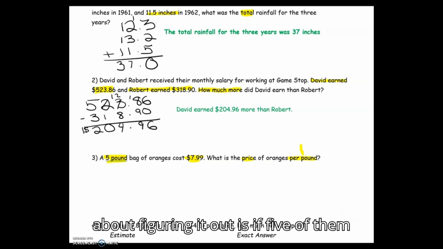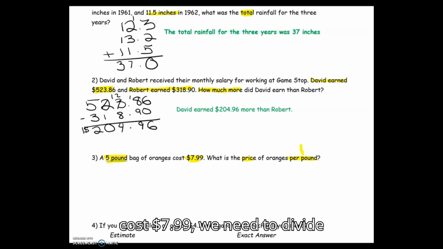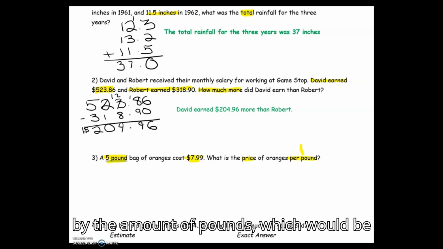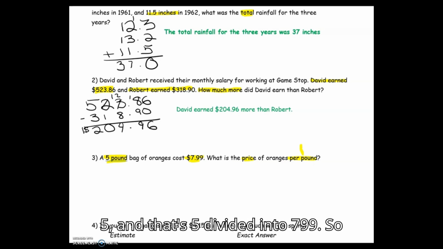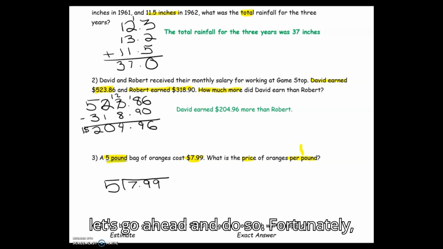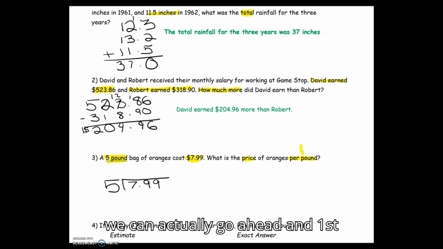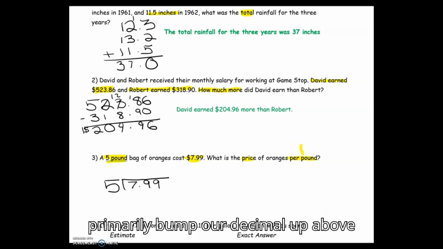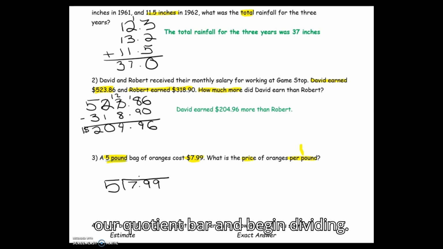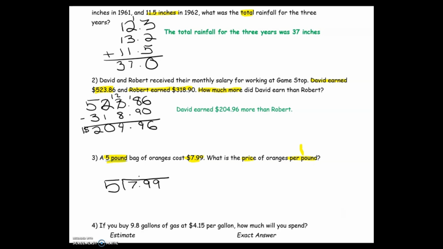And the way we go about figuring it out is if 5 of them cost $7.99, we need to divide that price by the amount of pounds, which would be 5. And that's 5 divided into $7.99. So let's go ahead and do so. Unfortunately, the decimal's only inside our dividend. So we can first bump our decimal up above our quotient bar and begin dividing.